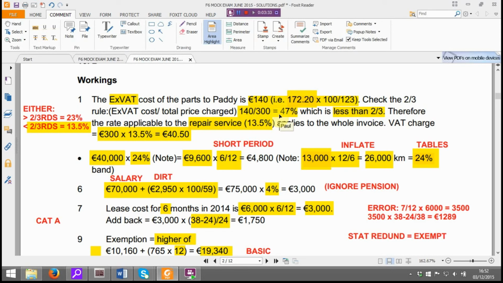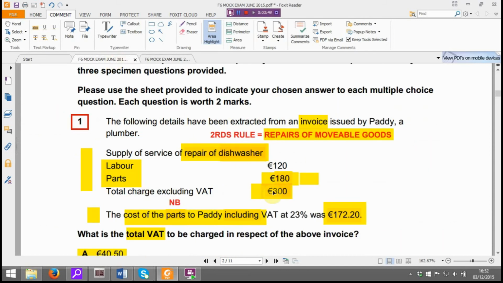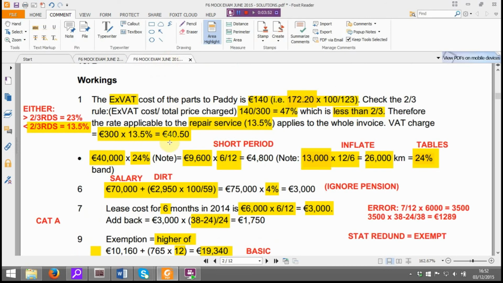Now, if it is less than 2/3, then we're going to use the lower rate of VAT on the whole invoice, i.e. this 13.5%. Okay, so in effect, the VAT charge is going to be the net amount as shown per the question of 300 times 13.5%, as you see here. Okay. So, do look at this 2/3 rule. It's very, very popular. It doesn't have to appear in the MCQ questions. It could appear in the longer VAT questions. Pretty popular. I would expect certainly more than 50% of the time for them to examine the 2/3 rule. So do get a fix on that.